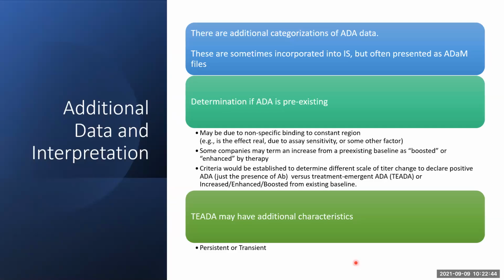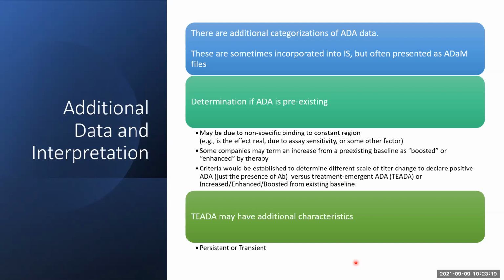So essentially, with these additional characterizations, there's a determination if the anti-drug antibody is pre-existing. Sometimes, even though the patient may have never been exposed to our particular target molecule, our drug, at all, they may have some non-specific antibodies that bind to that. And so in the case of the example therapeutic antibody that I started with, this might be due to non-specific binding to the constant region, that sort of stem of the Y, if you will.